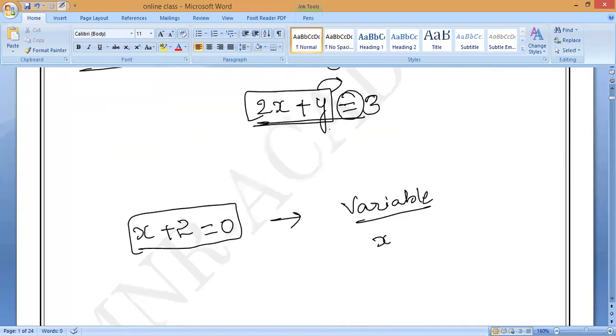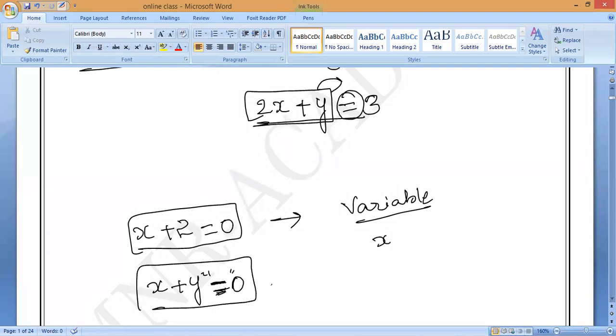So say another variable. Give another equation which has two variables. x plus y. x plus y equal to 0. These are the equations, so an equation must contain an equal sign. Do you understand? x plus y equal to 0 is one linear equation in two variables.